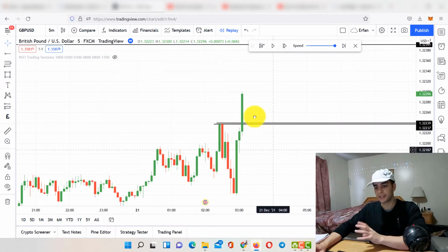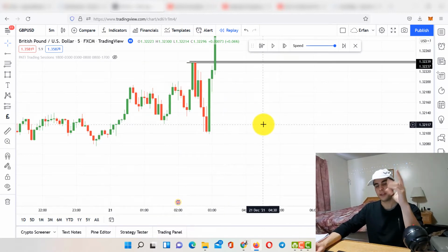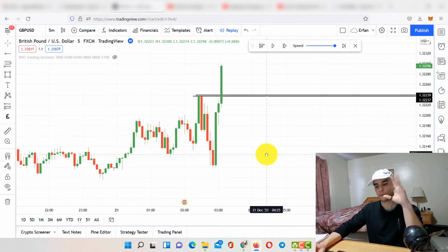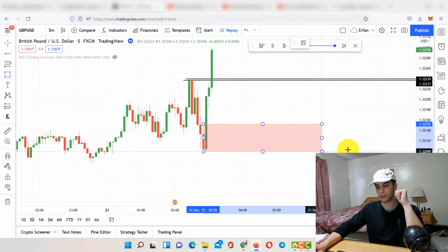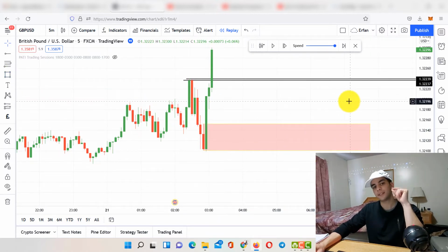So for this case, we can do two things. There are two scenarios for this type of situation. First is this order block right here. Why is this an order block?